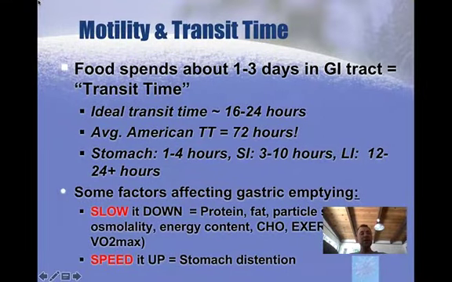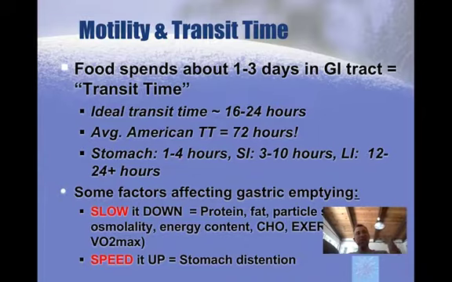Think, and even the dark side, talk about something called motility and transit time. These are terms that describe how long it takes for food you eat to make it from point A to point Z, right? So from intake to elimination. Food spends in the neighborhood of 1 to 3 days in your GI tract. That's what we talk about when we use the term transit time. Transit time: how long is the food in your body?